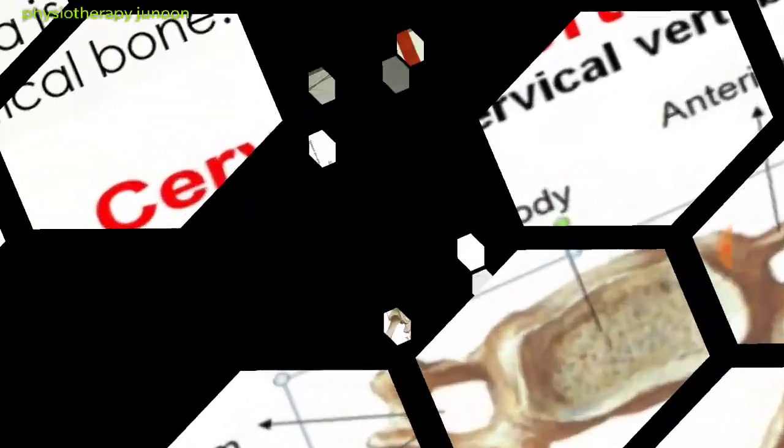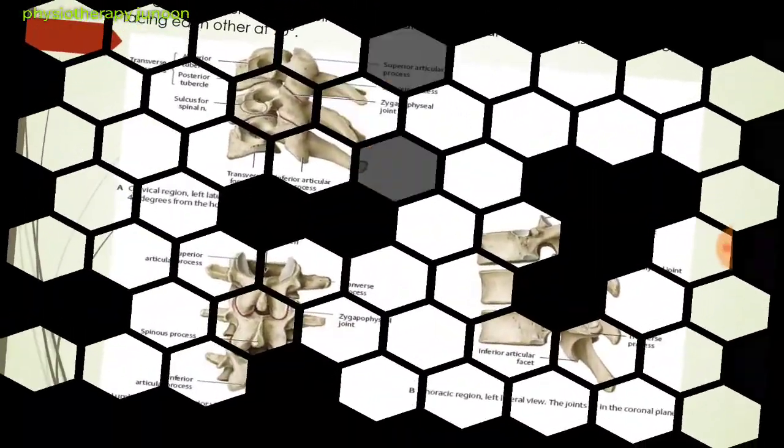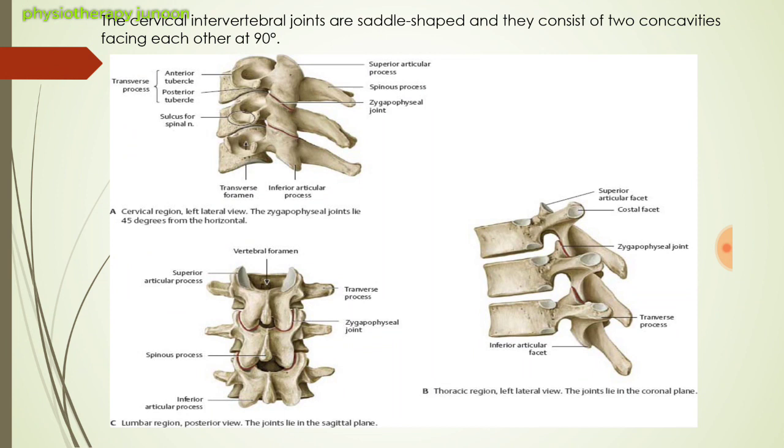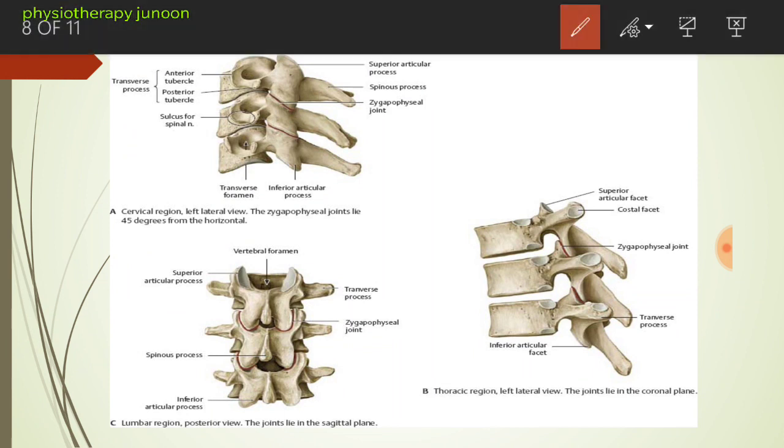Here are my slides and you see the picture clearly. Here you see the vertebral bodies and they form the joint, the intervertebral disc made of fibrocartilage. This is a type of cartilaginous joint known as a symphysis.